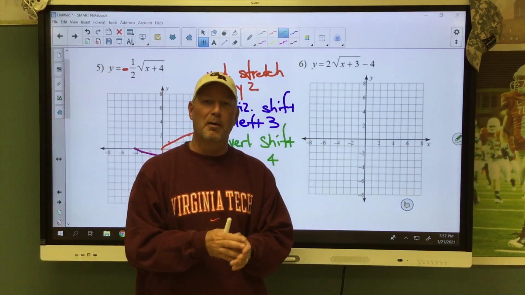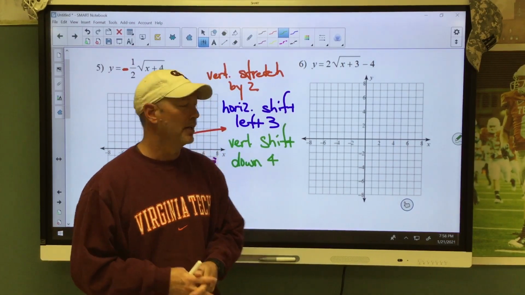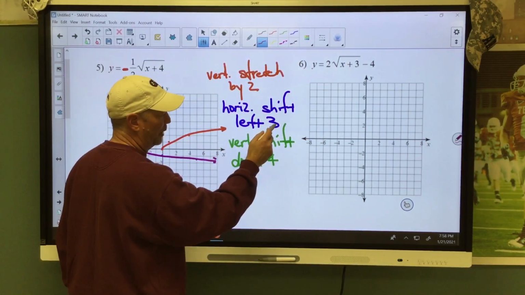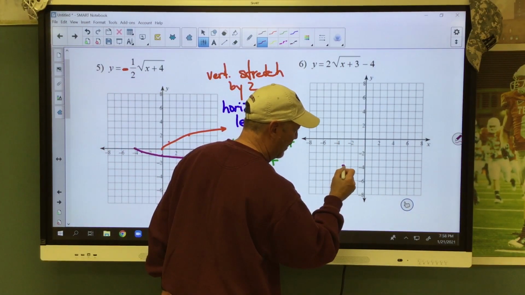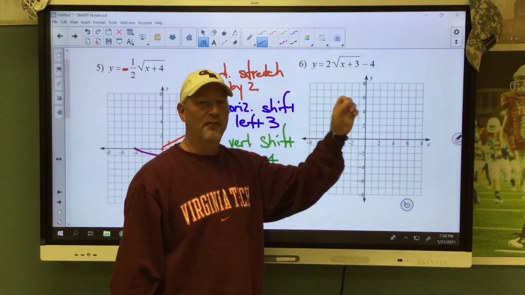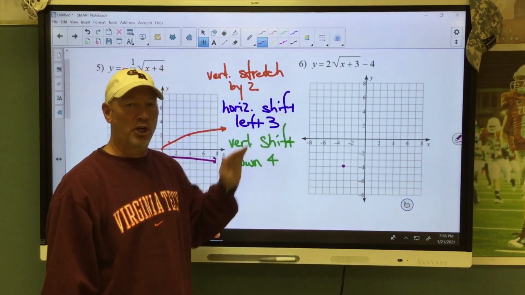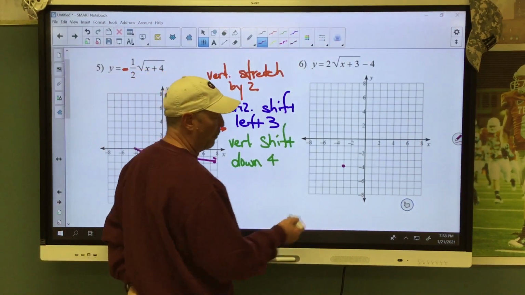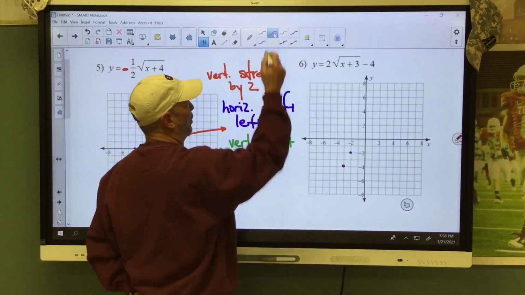Now, you want to do your translations or your shifts before you do your stretch or your shrink. You need to find your starting point. In this case, it says to go left 3, down 4, and that is my starting point. Always look at your transformations and find out where you're going to start. Now, I do not have a reflection, so we're going to go up, but we're going to be stretched by a factor of 2. So my normal pattern would be 1, 1, but we're going to go twice as high.